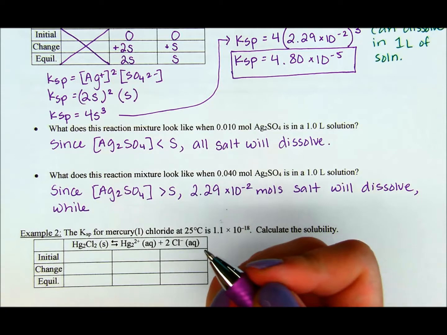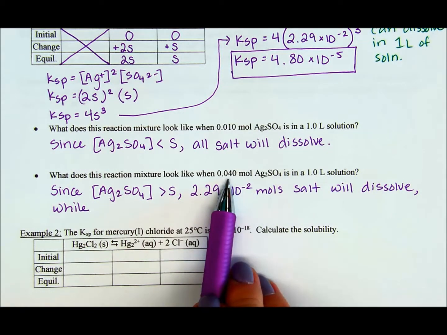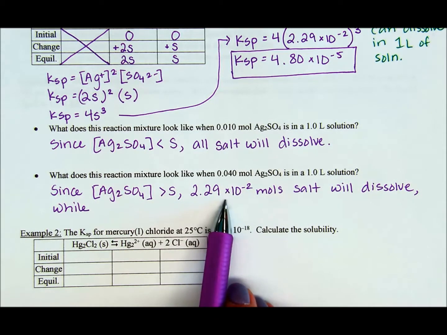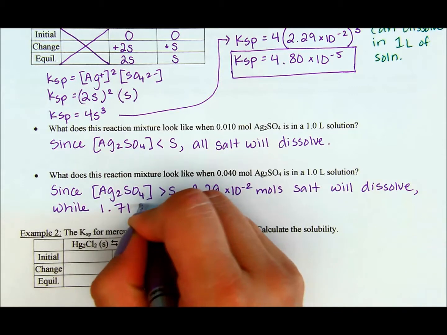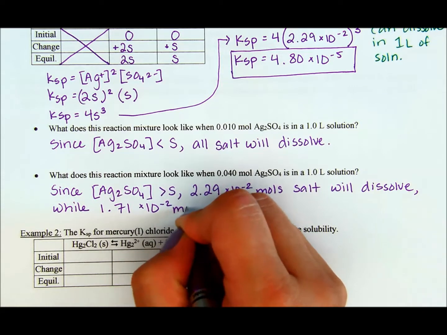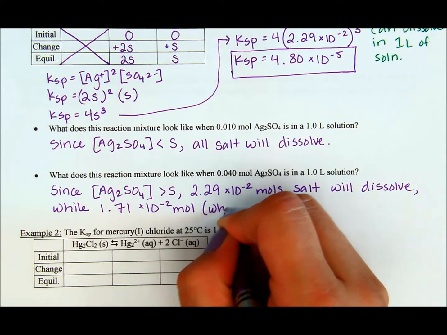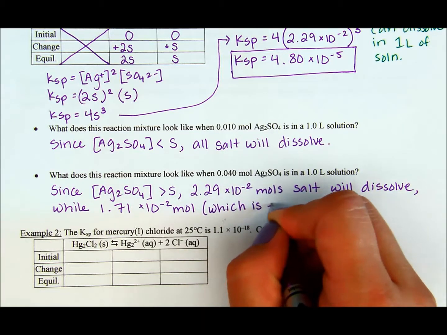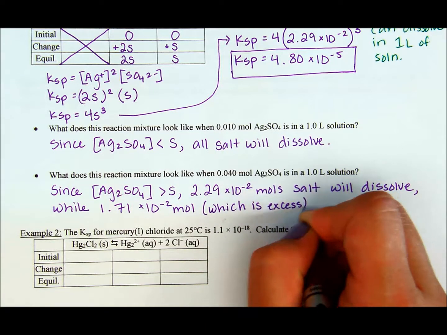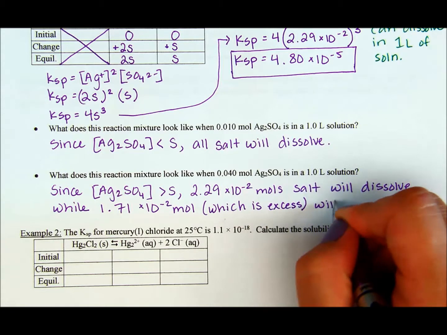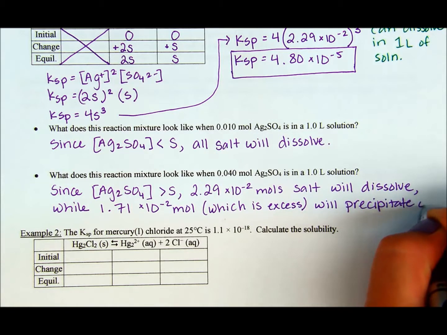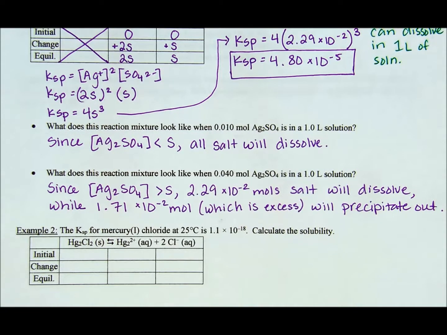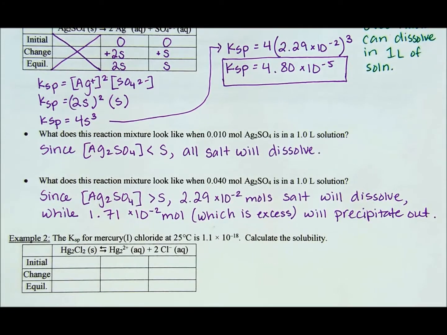While the leftovers, so you're going to take your 0.04, subtract this number, and you should get 1.71 times 10 to the negative 2 moles. So 1.71 times 10 to the negative 2 moles, which is excess, will precipitate out. And that's because we're adding more salt than the solution can handle at this point.